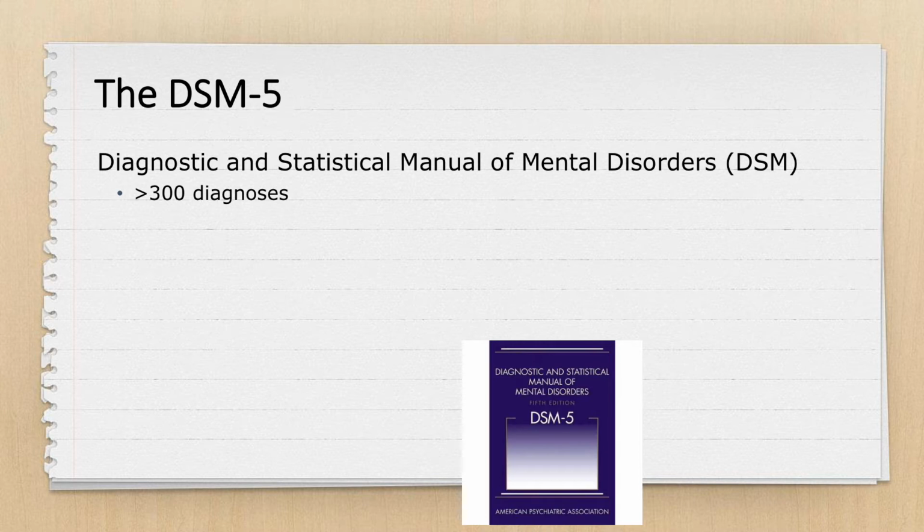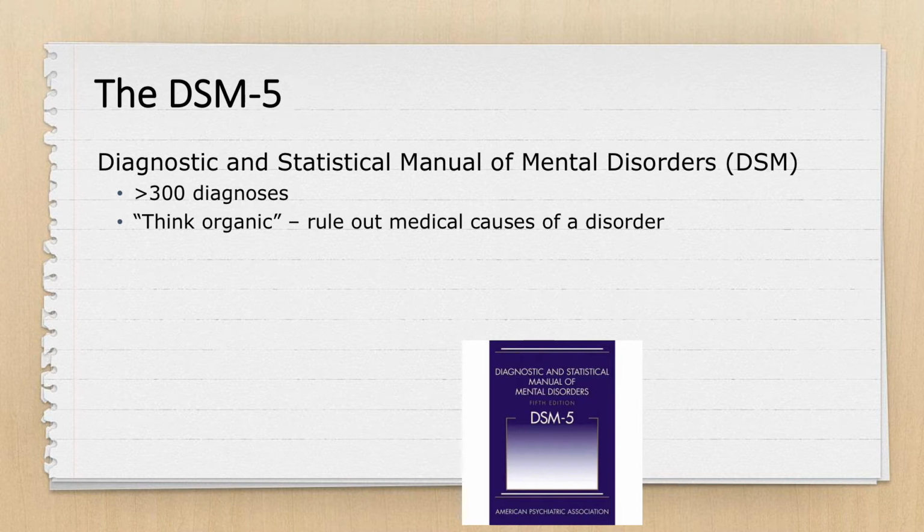The DSM-5 encourages mental health professionals to first think organic. What does it mean? It means look towards medical causes of a disorder before considering it a psychological condition. We need to rule out medical causes first. Also, it embraces the biopsychosocial approach. Biology, psychology, and social are all the influences we must consider.